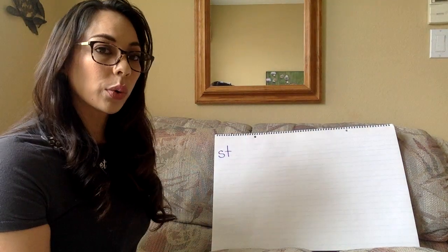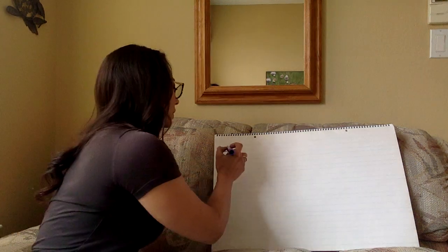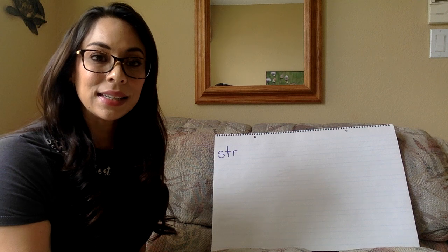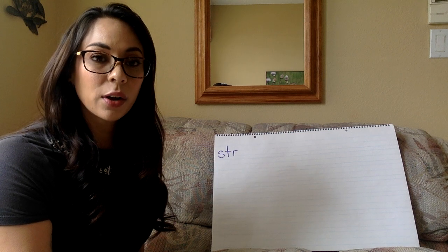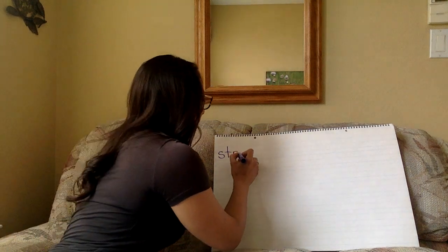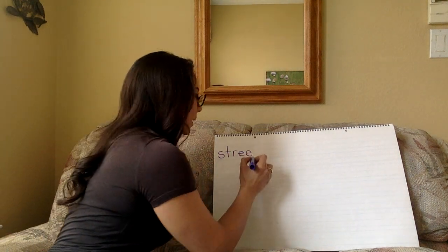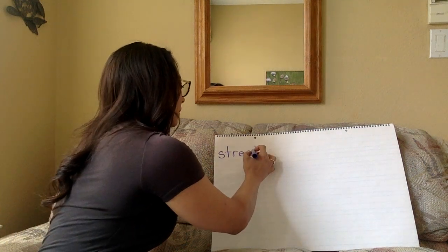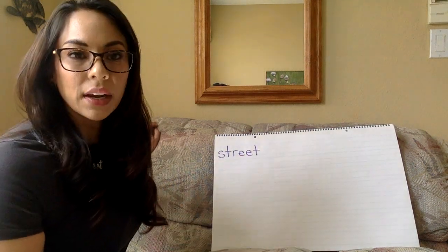And the next sound is R, just one letter. That's R. And a vowel team that says E. And they're the same letter. What two letters? E-E. And T. Street. Very good. Okay, ready for the next word?